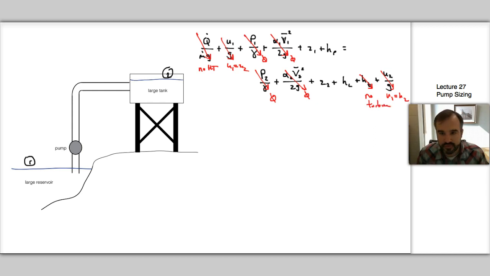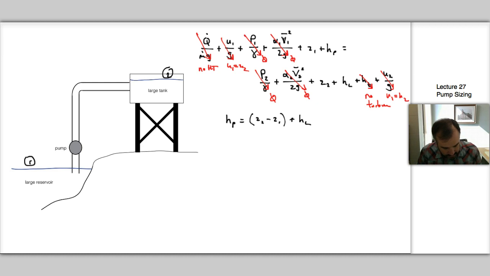But again, as I mentioned before, turbine sizing is very similar. It's just instead of adding energy into the system, you'll be extracting energy out. And it really comes down to looking at some of the manufacturer's details in your requirements and finding something that works right for you. Okay, so what we can do now is simplify this and rearrange. And so what we get is, in this case, H sub P is equal to Z2 minus Z1 plus H sub L.